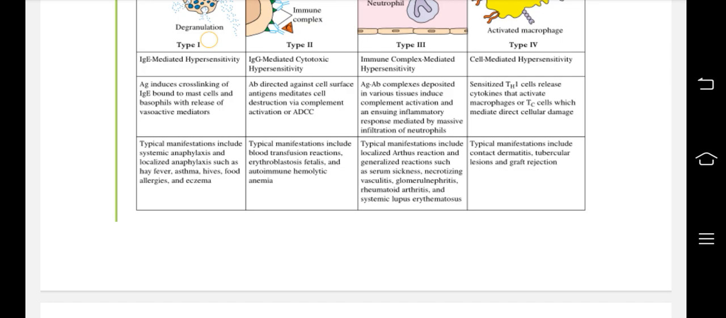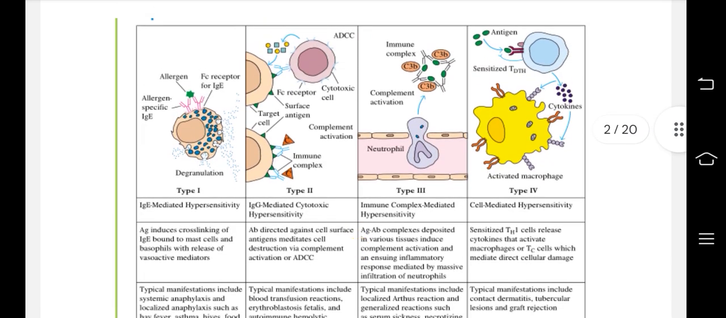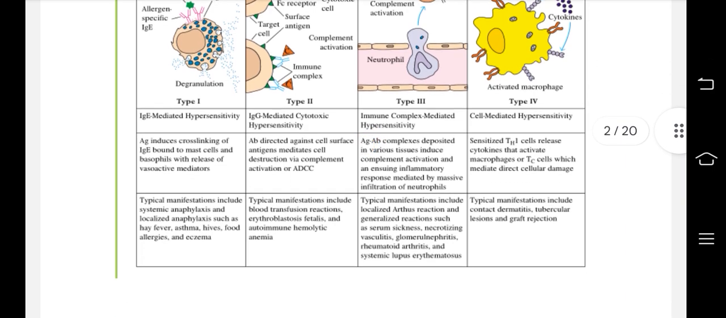So immune complex mediated hypersensitivity is type 3. AGAB complexes deposited in various tissues induce complement activation and an ensuing inflammatory response. So we learned about that. And in type 4, you could see antigen is there, sensitized TH, cytokines, activated macrophage, and type 4 is cell mediated hypersensitivity.